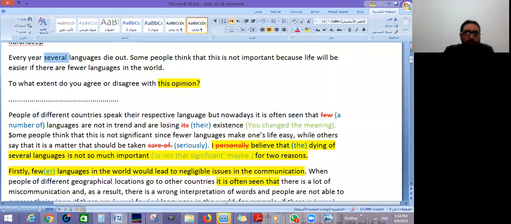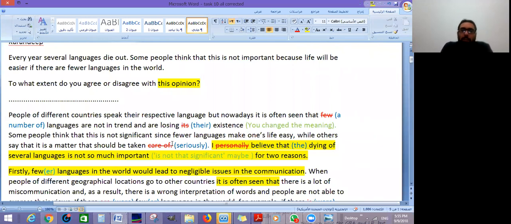Some people think that it's not significant since fewer languages make one's life easy, while others say that it is a matter that should be taken care of. Now, when we take care of something, it means we look after it, like we take care of a baby, we give them their milk, and we change their clothes. So we're not going to say that we take care of a matter here. We could maybe say, should it be taken seriously, possibly, or something else. This is just a suggestion here.